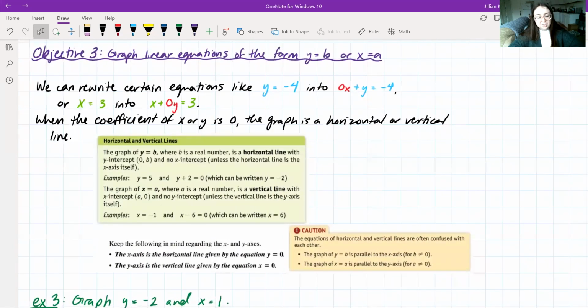So moving on, objective 3. We're going to graph linear equations of the form y equals b or x equals a. We can rewrite certain equations like y is equal to -4 into 0x plus y is equal to -4, or something like x equals 3 into x plus 0y is equal to 3. When the coefficient of x or y is 0, the graph is a horizontal or vertical line.